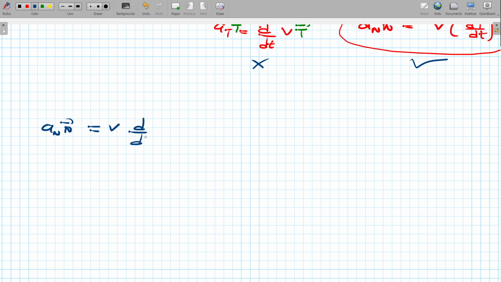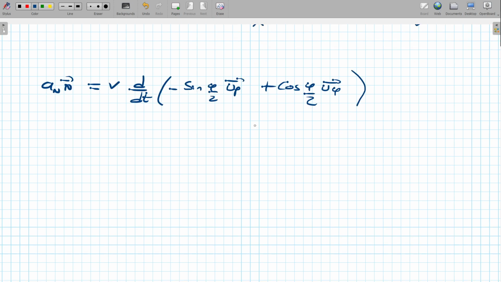So d/dt of, what is the vector t? It is minus sine phi divided by 2, u r, and then plus cosine phi divided by 2, and then here we have u phi, like so. C'est bon? So this is what we have. Bien. So since we have this, let's first of all differentiate. So here we're going to get v. I'll plug in the v a little later. So let's first of all calculate the derivative.